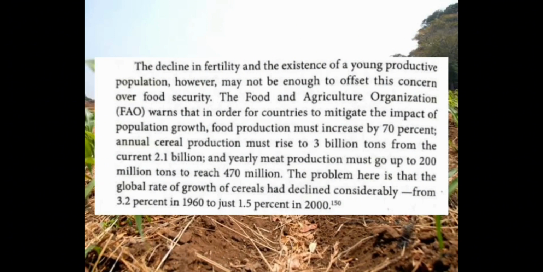So the decline in fertility and the existence of a young productive population is not enough to offset that concern over food security. So in order for a country to provide for their people, they need to produce food, and their food production must increase by 70%.